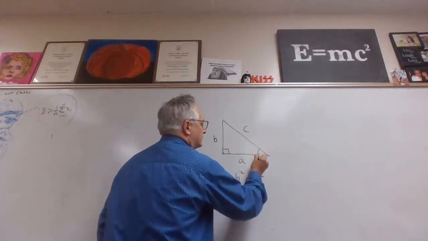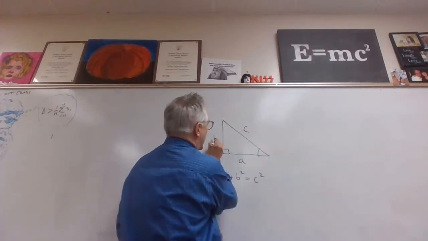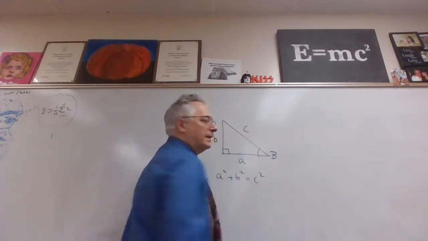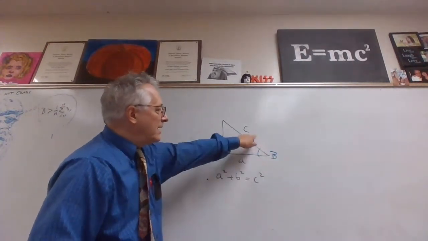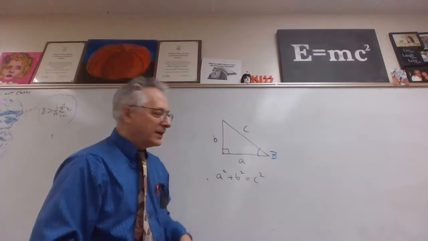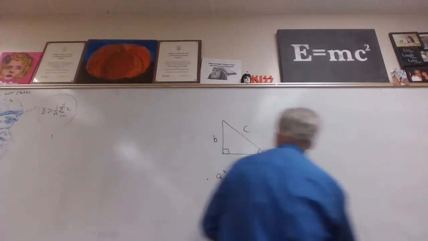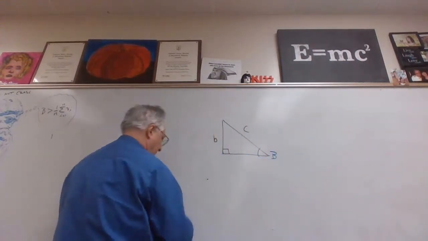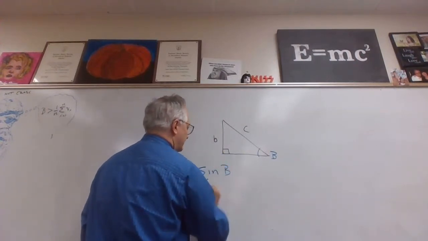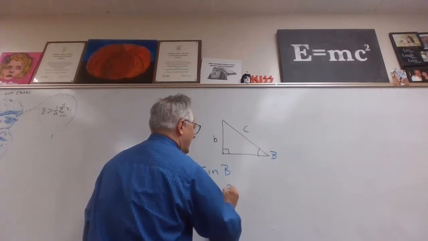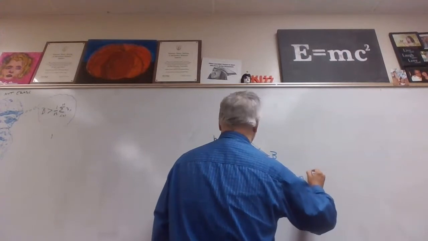If I have an angle, and let's just call it, well, it's opposite side B, so let's call it capital B for our angle. So I'll say that angle there, we can characterize by some relationships between sides of this triangle. And those relationships were the following. The sine of angle B, the cosine of angle B, and the tangent of angle B.